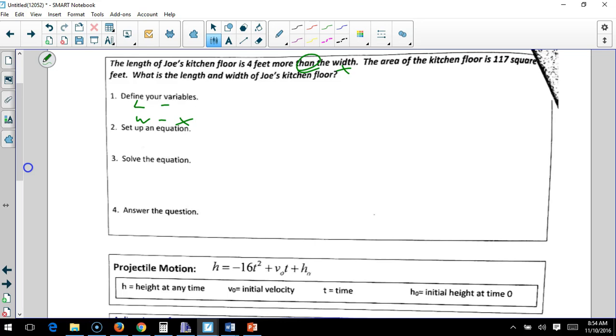Now, the length, this right here, is 4 more than the width. The length is 4 more than the width. You literally go like that. Now, we just said area is length times width, so we're going to do what we just did. x times (x plus 4) equals 117. x squared plus 4x minus 117 equals 0.